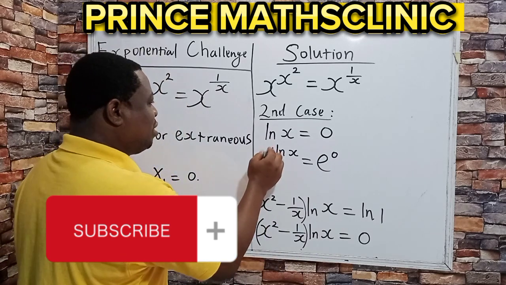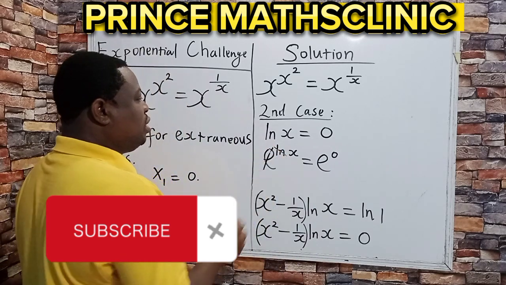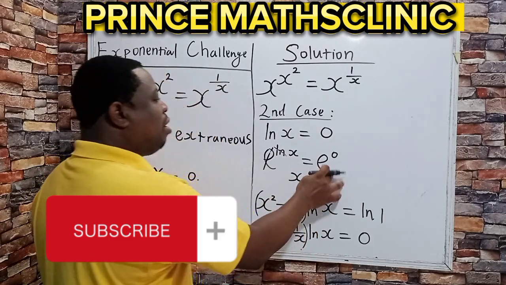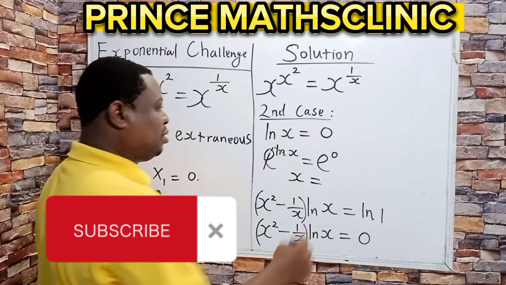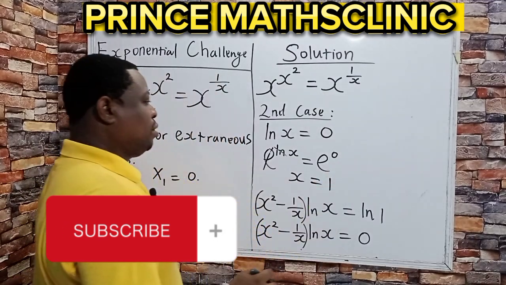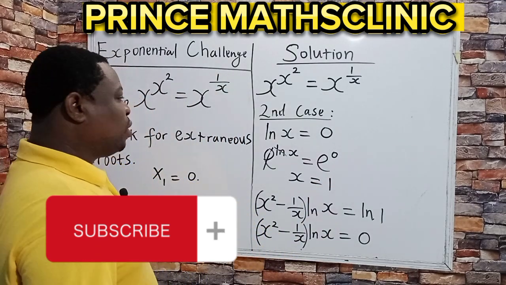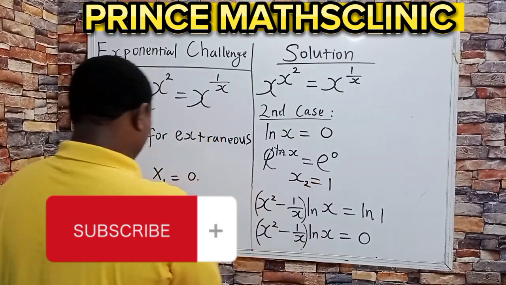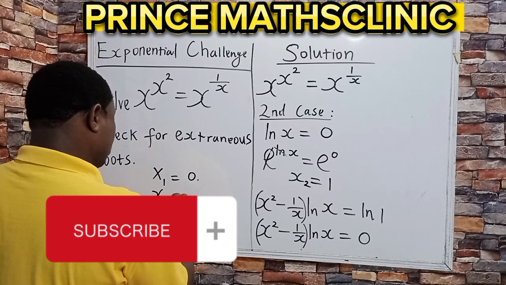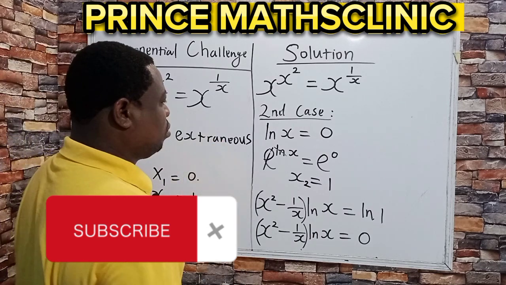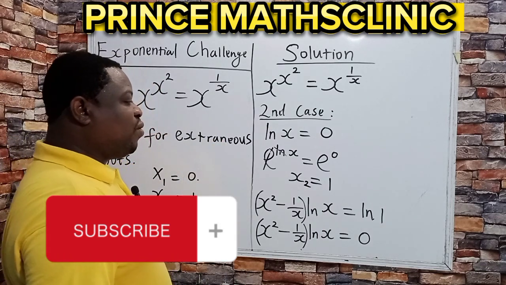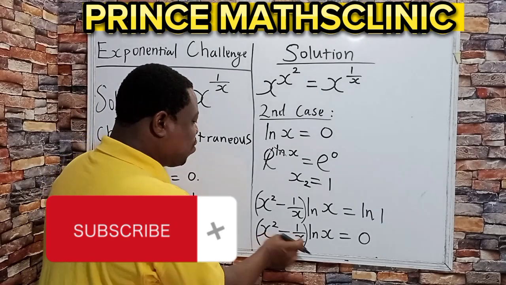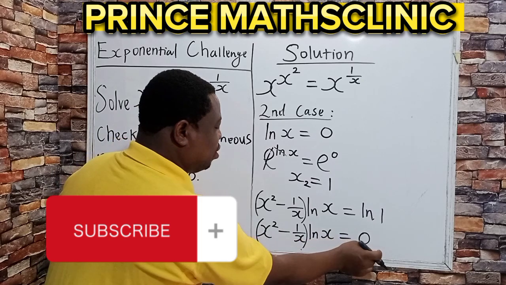And your ln will cancel your e. And we know that anything to the power of 0 gives us 1. So here is another solution to x. So we'll call this x2.